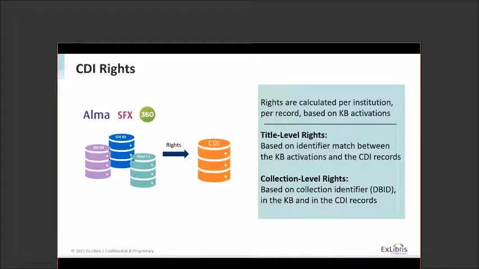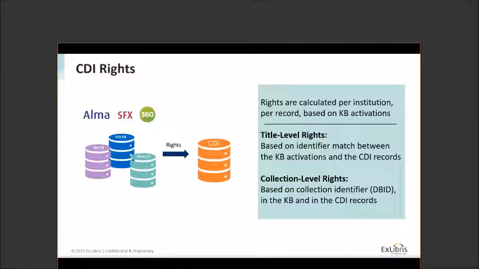So we explained that rights are calculated per institution, per record, based on KB activations. But how do we do it? We actually have two main methods of doing rights. To make it clear, we will call them title level rights and collection level rights. Title level rights are based on identifier match between the KB activations and the CDI records.